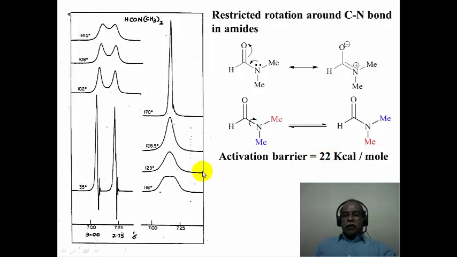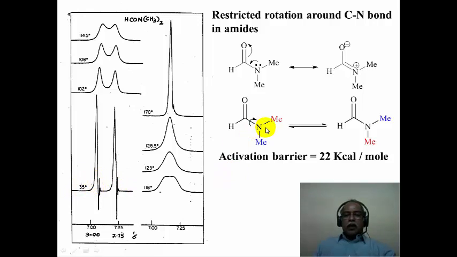The activation barrier calculated from the variable temperature NMR spectrum is about 22 kilocalories per mole. So at room temperature, this molecule gives two signals corresponding to the red methyl and the blue methyl. The red methyl is cis to the oxygen, the blue methyl is trans to the oxygen. Chemical shift environment wise, this will be different from this particular methyl group. As a result, under the conditions of room temperature, this molecule will give two signals for the two methyl groups, and you see two signals at room temperature around 35 degrees.